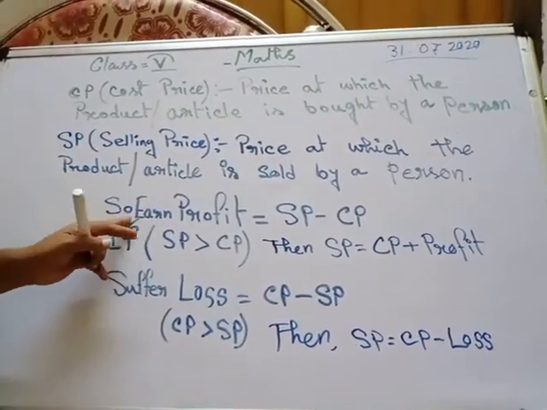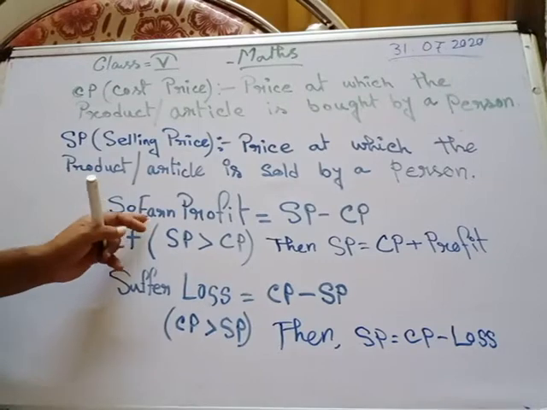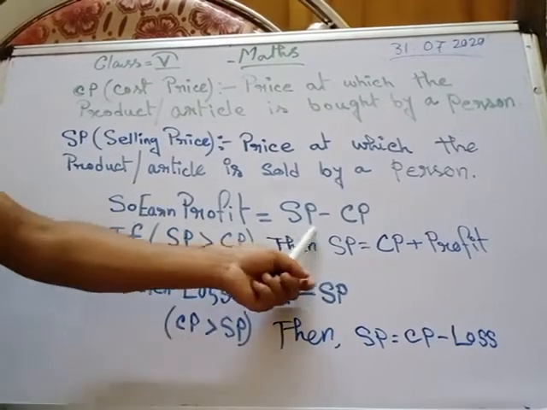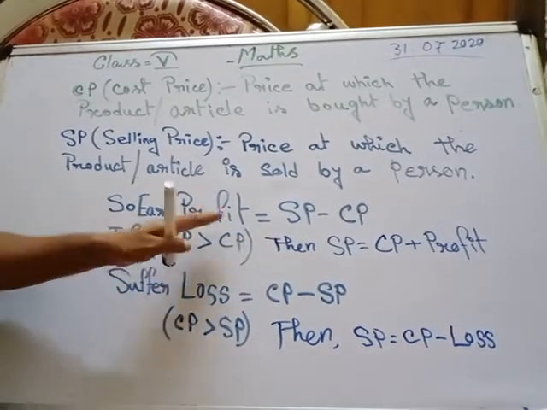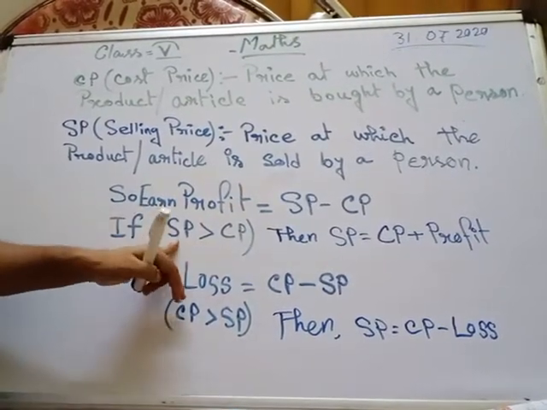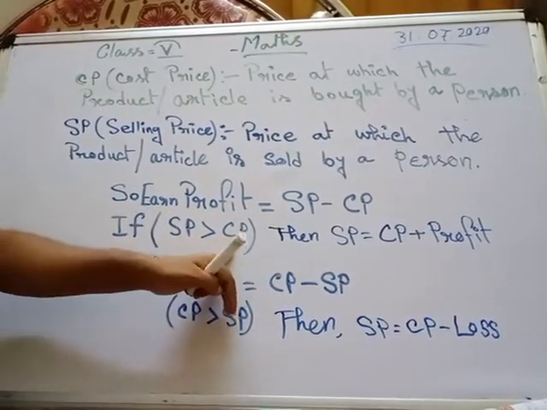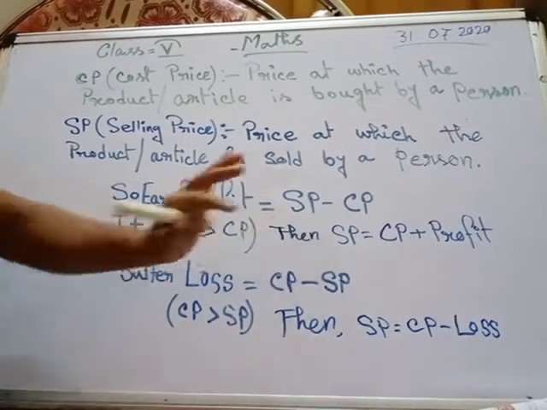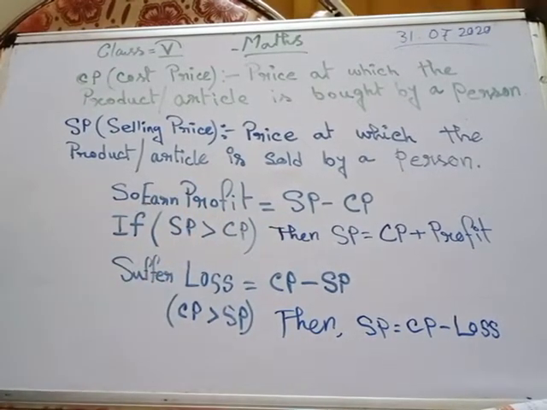Then I will tell you the formula of profit. When the selling price is greater than the cost price, it is the profit time. Okay, how to find out the profit?